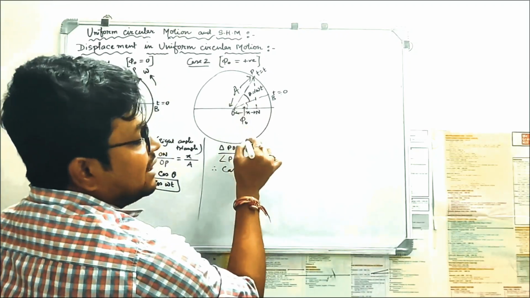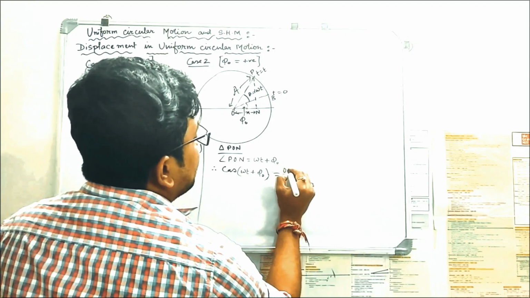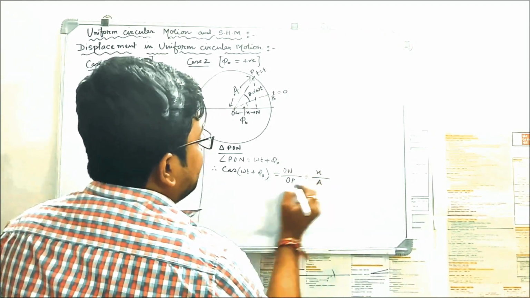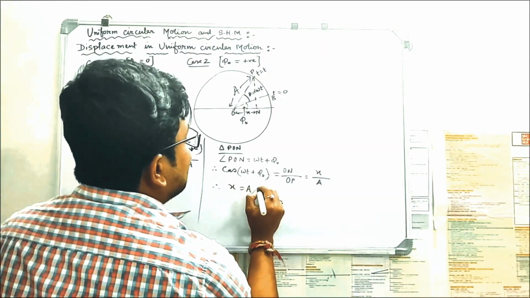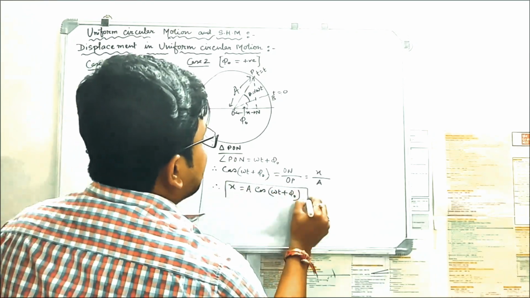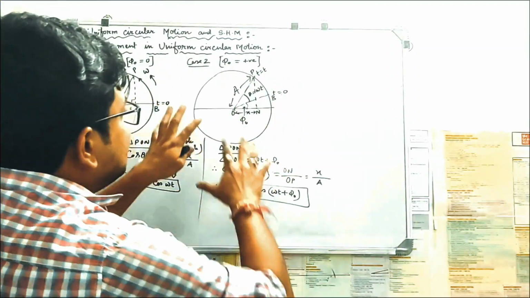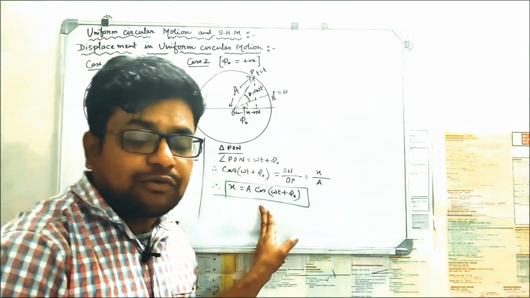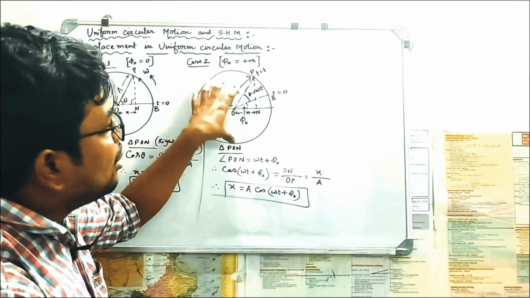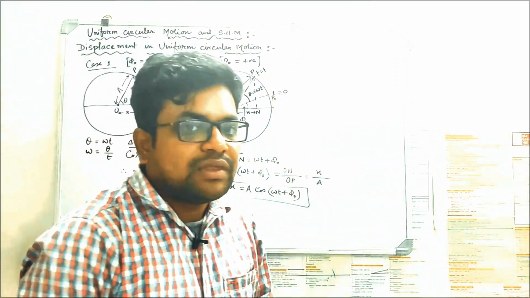Cos of the whole angle is again base upon hypotenuse, base is ON, hypotenuse is OP, so ON is x, OP is A. So from here I am getting another expression, x equals A cos of omega t plus phi naught. This is the expression for displacement from the uniform circular motion. We know this is the displacement expression for simple harmonic motion, but now I am finding it from the circle, the uniform circular motion.